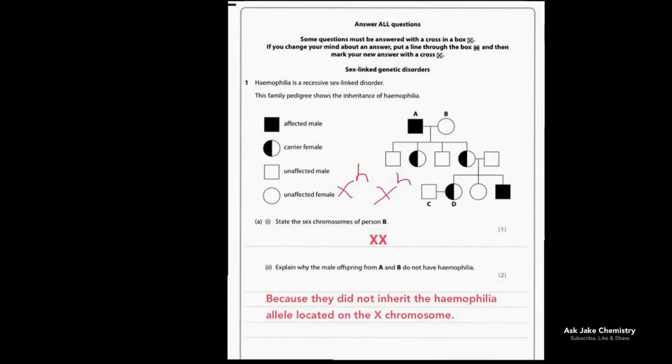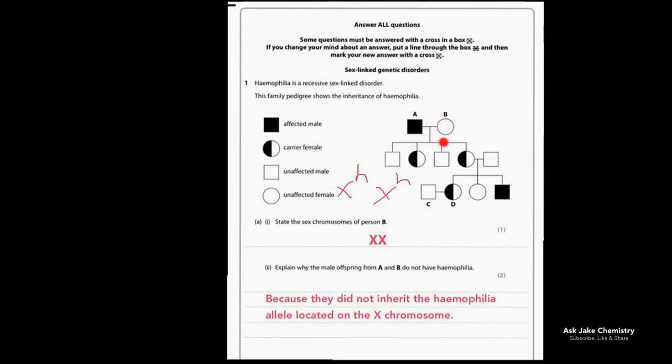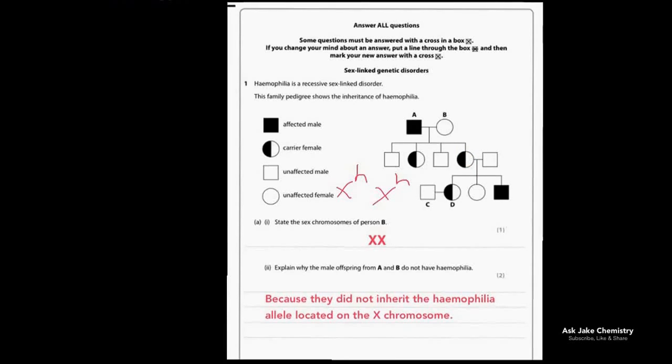It asks, explain why the male offspring from A and B do not have haemophilia. So we need to look at A and at B, and we need to know why the offspring, the children, don't have haemophilia. Because they did not inherit the haemophilia allele located on the X chromosome. Because it's a recessive disorder, you need both alleles to get it. It shows you here there are carriers, but they're not affected. They don't have it fully, and that's why they do not have haemophilia.